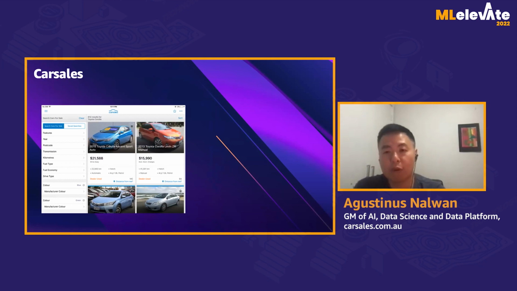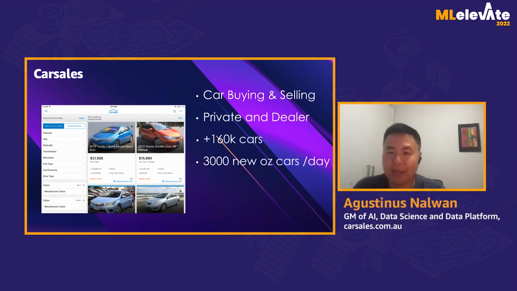I work for CarSales. It's an automotive portal in Australia, headquartered in Australia, and we have a portal that facilitates car buying and selling. We have both private and dealer cars. At any given time, we have around 160,000 cars, with around 3,000 cars coming in every day. Apart from cars, we also have other verticals: bikes, boats, trucks, caravans, and anything with wheels on it.